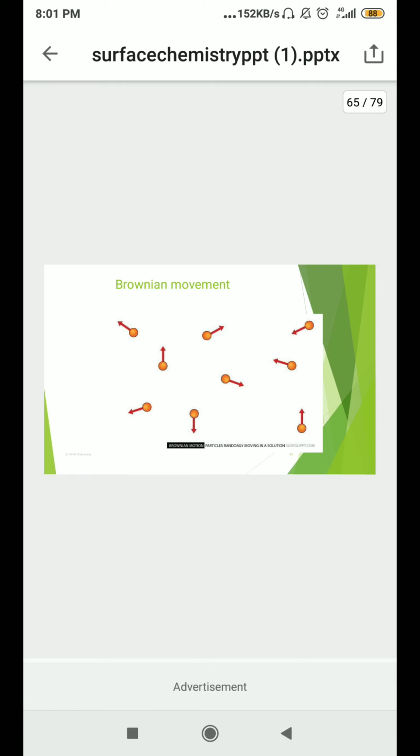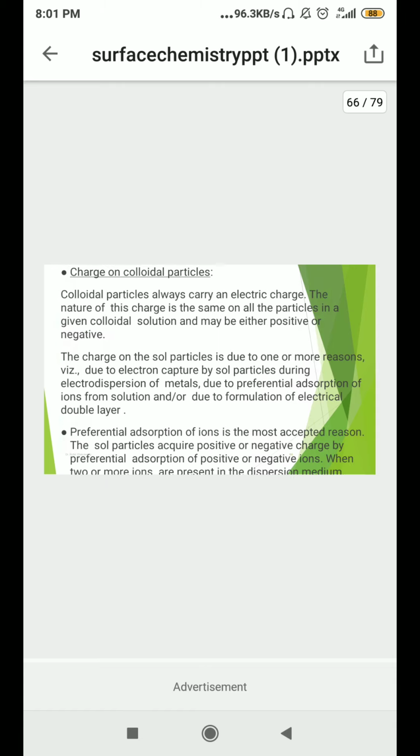Here you can see there are different particles moving in different directions. Now, the colloidal particles always carry an electrical charge. The nature of this charge is the same on all the particles in a given colloidal solution, and it may be positive or negative. The charge on the sol particles is due to one or more reasons: the electrons captured by the sol particles during electrodispersion of the metal, preferential adsorption of ions from the solution, and formation of an electrical double layer.